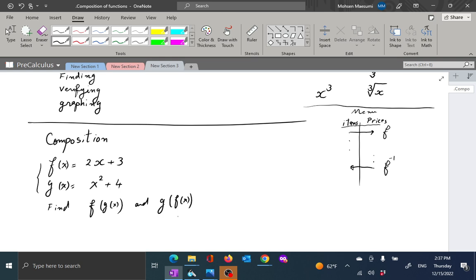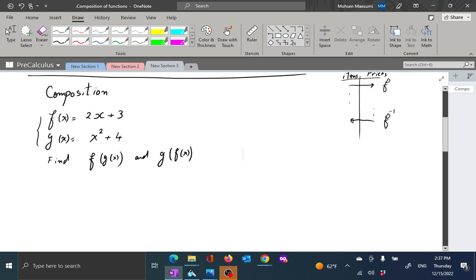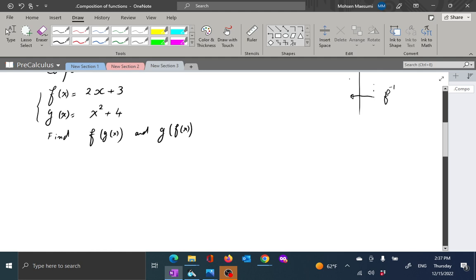Now we have to be careful about the algebra, and here let me recommend what to do so that you don't get confused as to the steps. Suppose you want to calculate f of g of x. Concentrate on the first worker. Here's g of x. What does g of x produce? g of x produces x squared plus 4. So just replace.